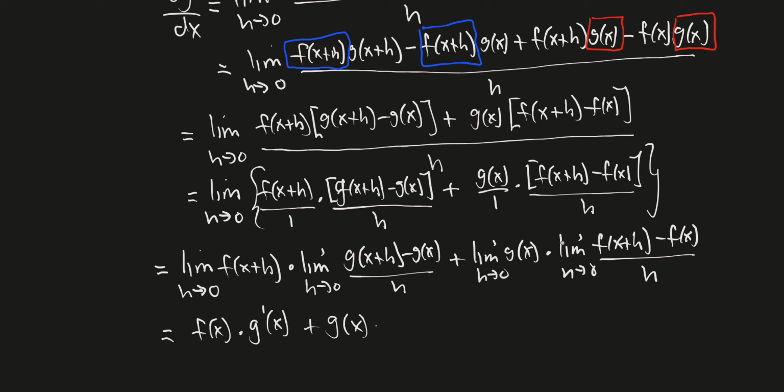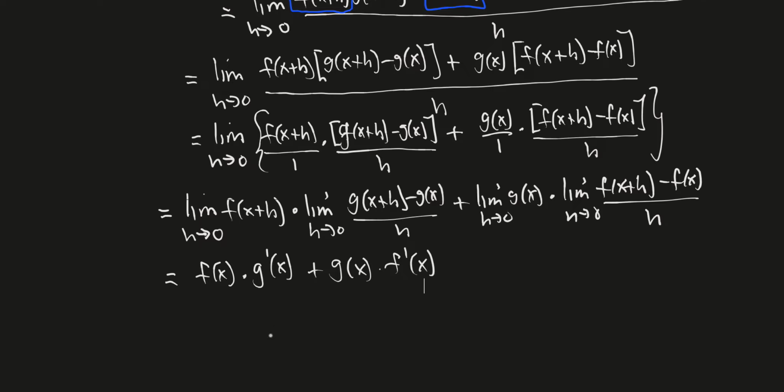And then lastly, what we have right here is again another limit definition, but this time it's for f prime of x, the derivative of f, right? And that's what we've come up with, right? So let's summarize this formula like we've done.